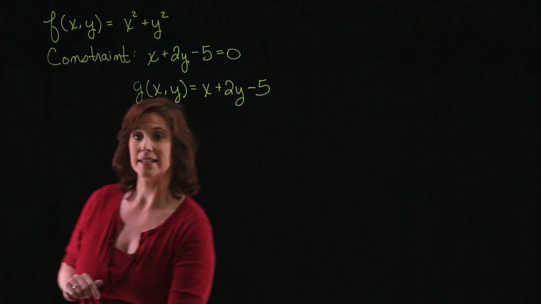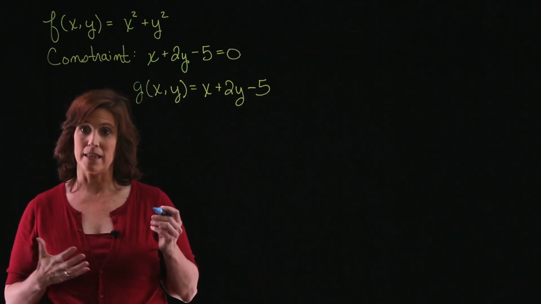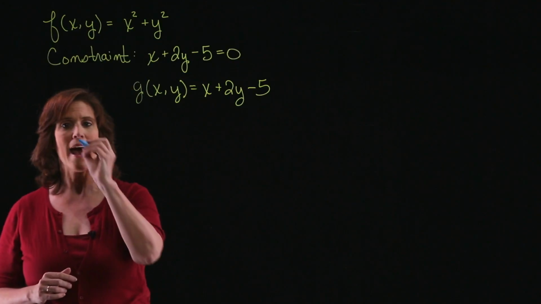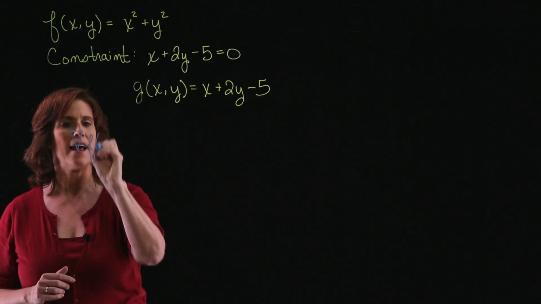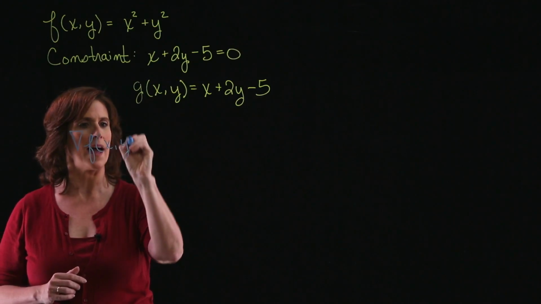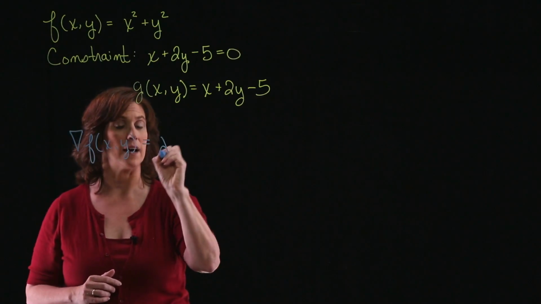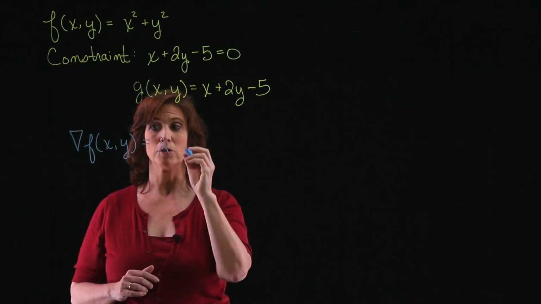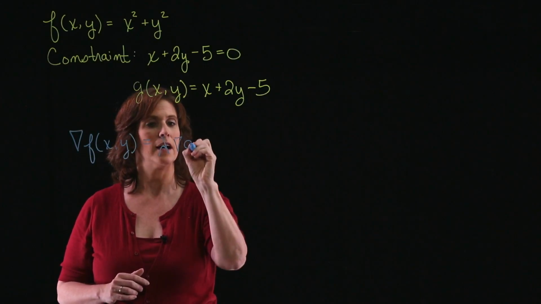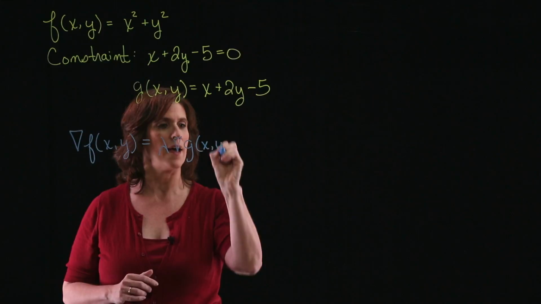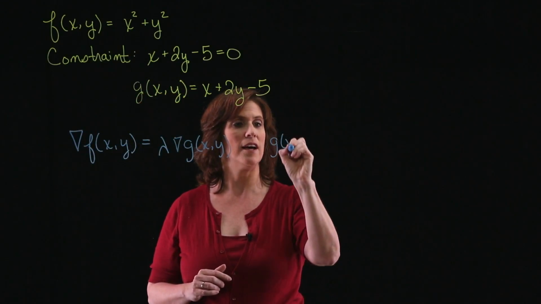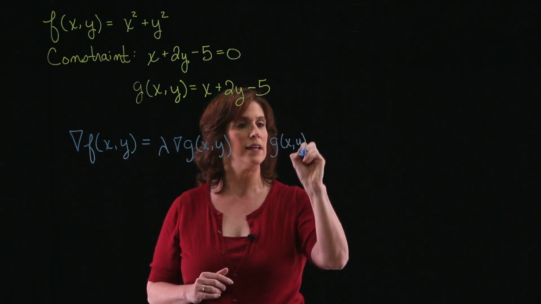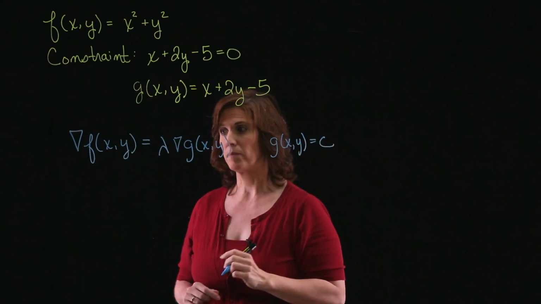So let's go ahead and take a look at the method of Lagrange multipliers. What I have to do is solve the equations that the gradient of f at x y is going to equal lambda, which is my Lagrange multiplier, times the gradient of g of x y. And I also have to state that g of x y is going to equal a constant.